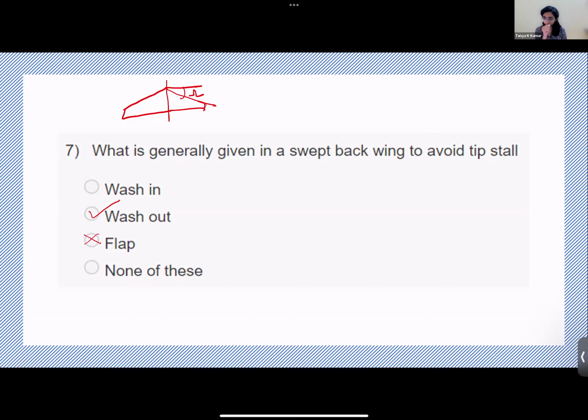So that is what washout is: a characteristic of aircraft wing design which deliberately reduces the lift distribution across the span of an aircraft's wing. The characteristic is that there's a geometric twist, right? What does geometric twist say? That the angle of attack at the root is much higher than the angle of attack at the tip. So there is a twist introduced into the wing. How does this avoid a tip stall?